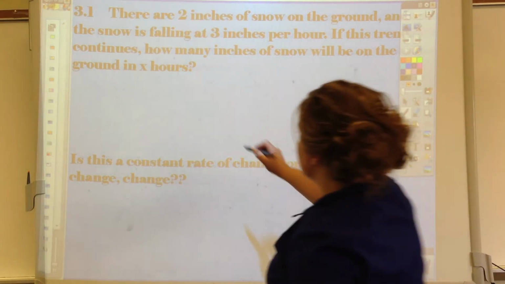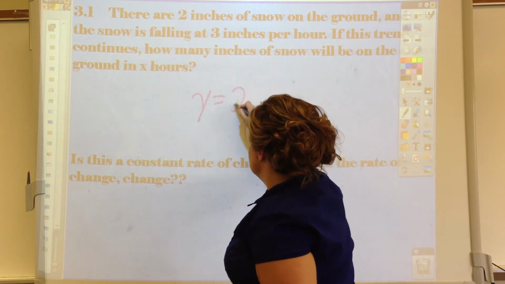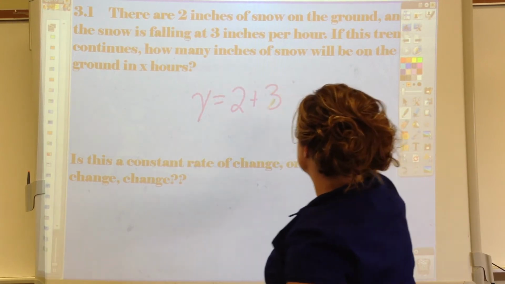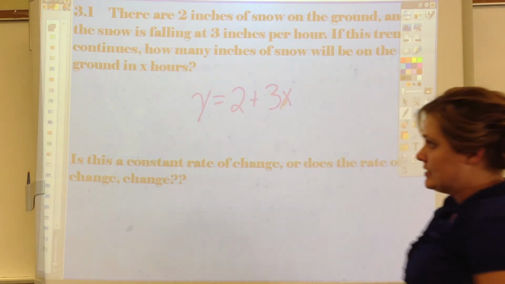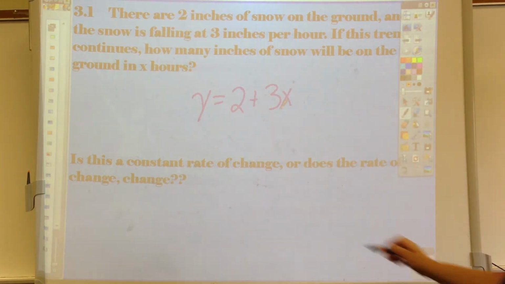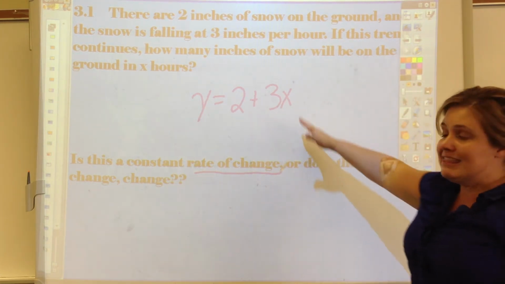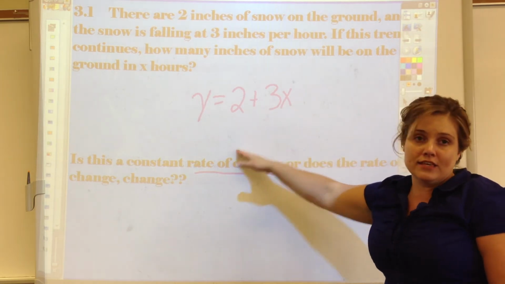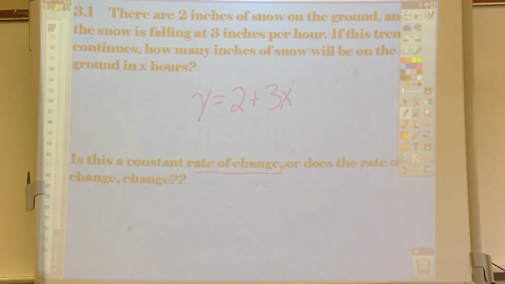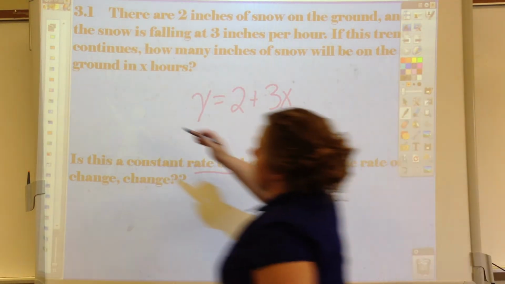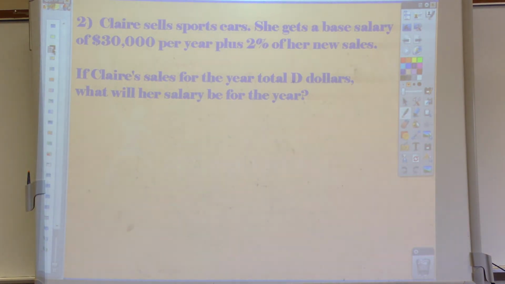Hopefully at this point you would agree with me that I begin at 2 and I'm adding 3 inches per hour, or per x. In this case, this is a constant rate of change because my trend is continuing. In this type of equation right here, the rate is always constant. Although we all know the rate your snow is falling could change, for this question this is a constant rate of change. All right, we're going to go to the next example.